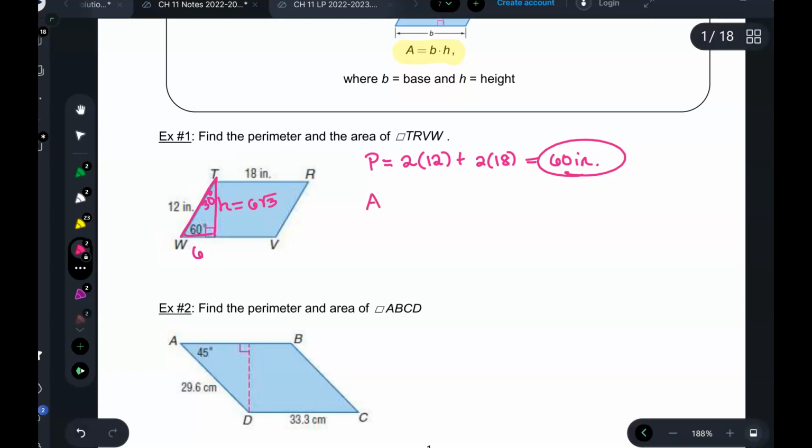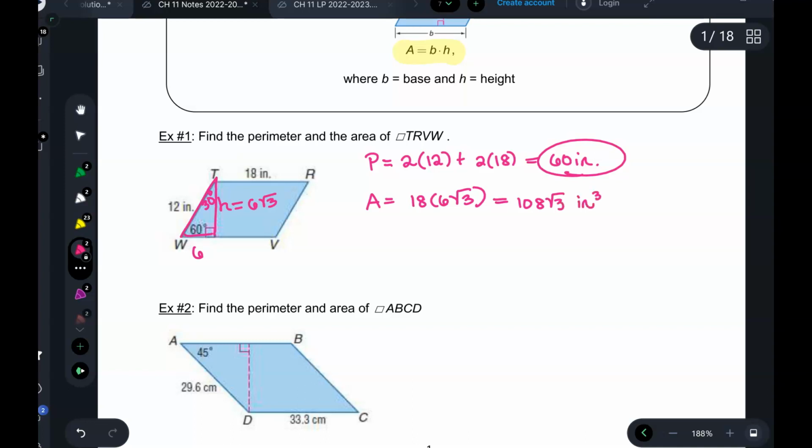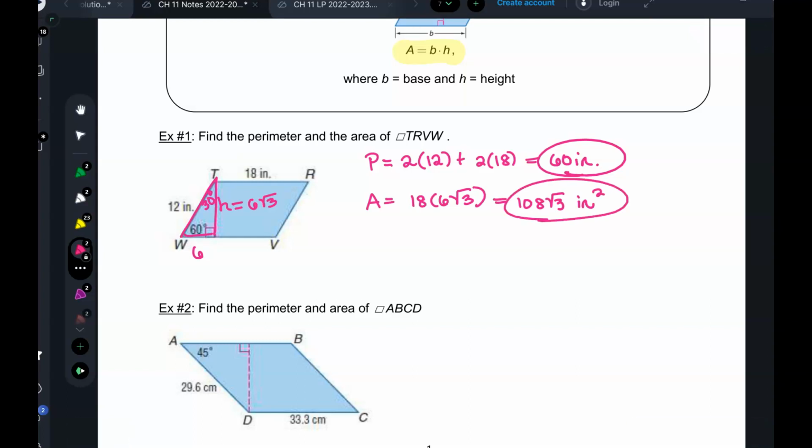So for the area, it's going to be 18 times 6 root 3. Oh, you want that exact? Yeah, 108 root 3. Let's write it in exact form for now. And then at the end, we'll put, whoops, not a cube. That's supposed to be a square. So square inches.